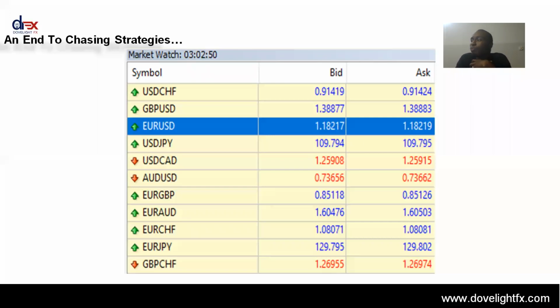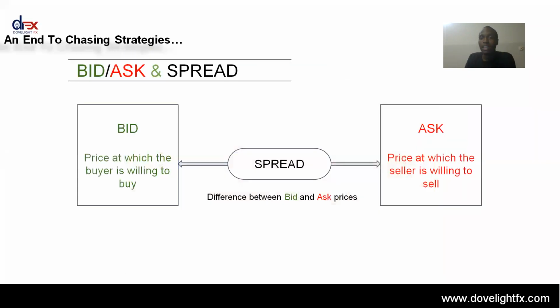I want to buy. You are registered with a broker. I want to buy 100,000 units of a certain currency. So there must be a seller. I now want to buy from the broker. And from this previous slide, we say that the price at which the seller is willing to sell, the seller is the broker. So I am now looking at this value.